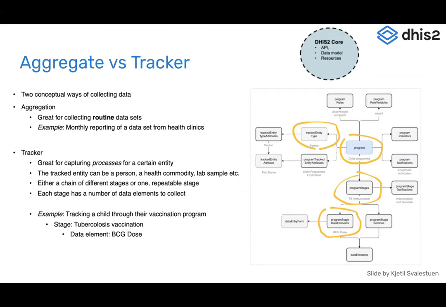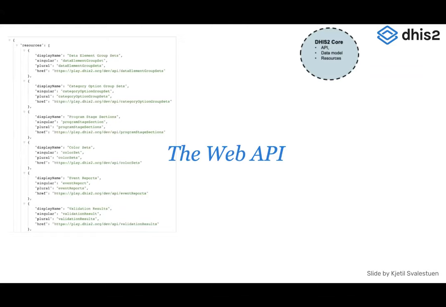Again, it's completely open-ended. So different DHIS2 instances can model this in different ways. And that's very important to keep in mind, especially when you're building applications that are intended to be generic and used across different DHIS2 instances, that you can't necessarily assume that everyone has modeled their data, their metadata, in the same way. So now we'll talk a little bit about the web API.